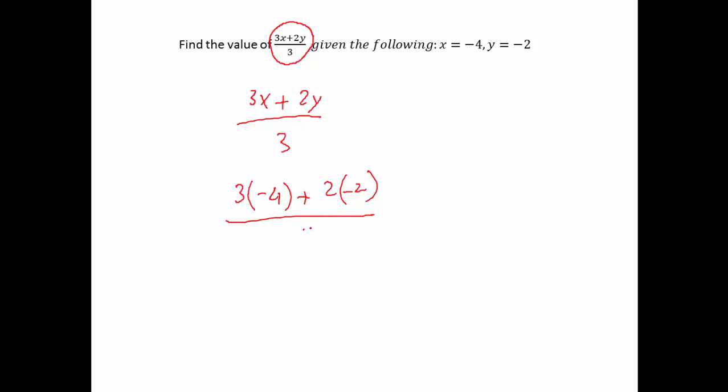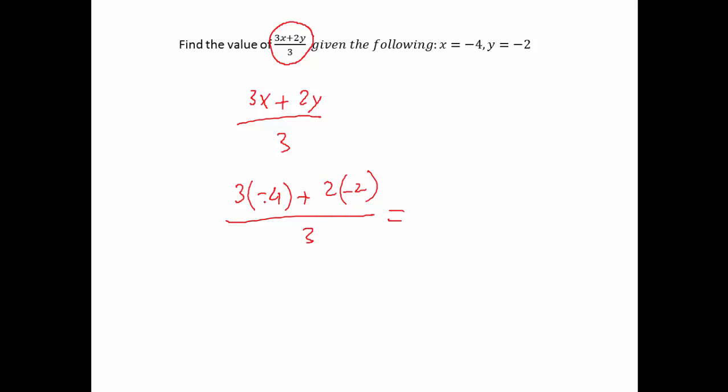So we want to find the value of this expression, given that we have x equal -4, y equal -2. So we have 3x plus 2y divided by 3. So x now is -4, y is -2. So whenever you see x, plug in -4, and when you see y, plug in -2. So 3 times -4, right? Plus 2 times -2, divided by 3.